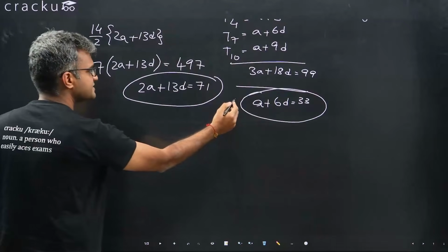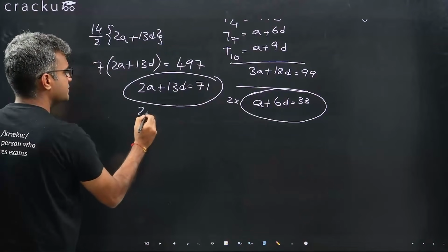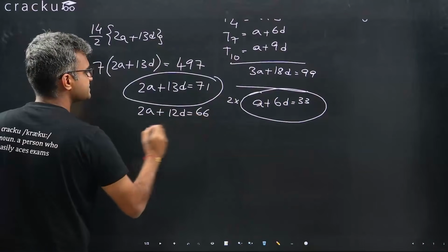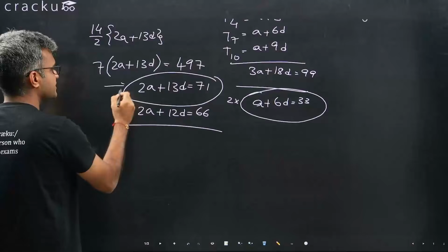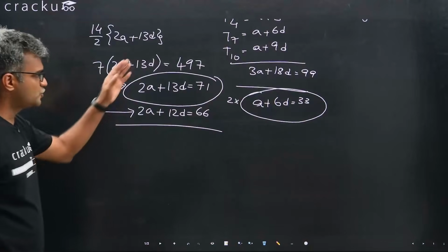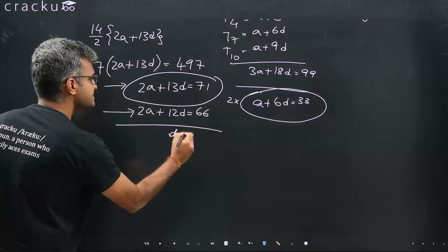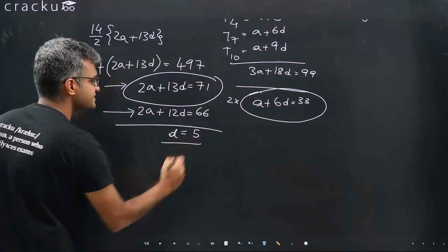If you multiply this equation with 2, you are going to get 2A plus 12D. This is equal to 66. From this particular equation, subtract this equation. 2A will get cancelled. 13D minus 12D is D. D is equal to 71 minus 66, which is equal to 5.